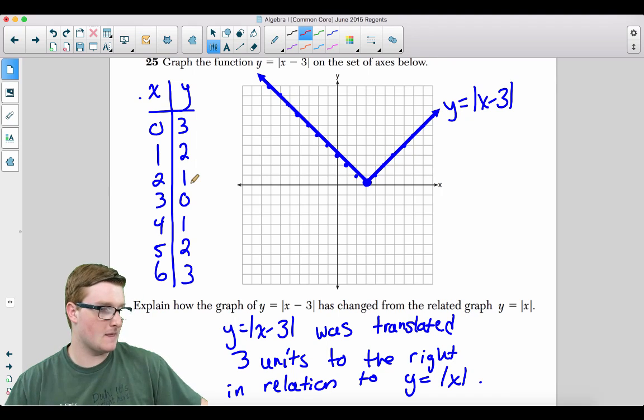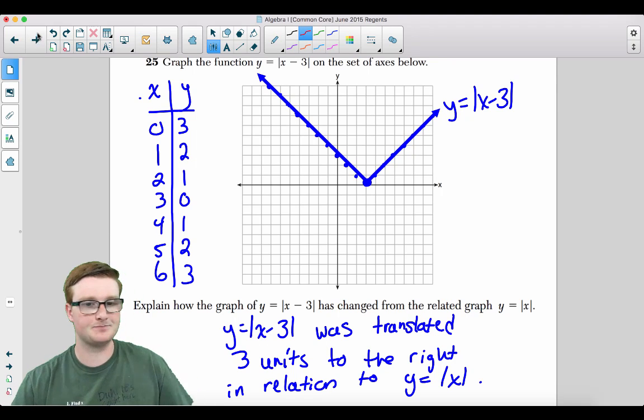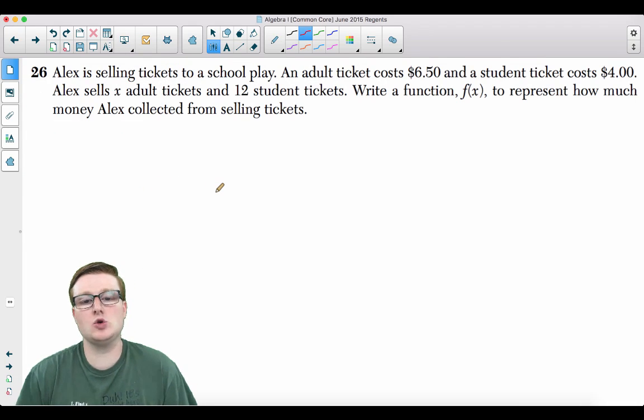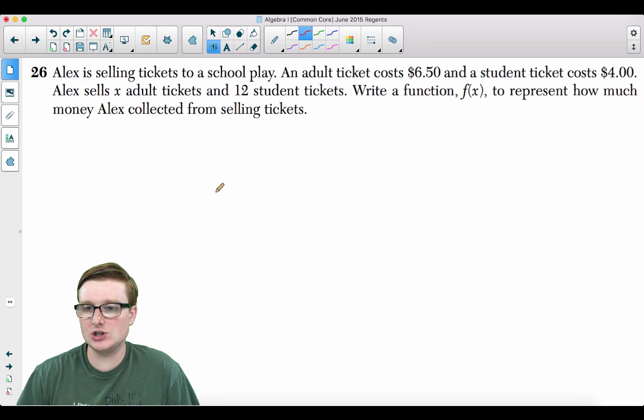Simple graph. All right, let's go on to number 26. Alex is selling tickets to a school play. An adult ticket costs $6.50 and a student ticket costs $4. Alex sells x adult tickets and 12 student tickets. Write a function, f of x, to represent how much money Alex collected from selling tickets.